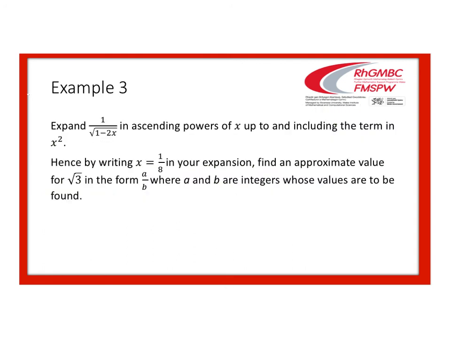Example 3 says expand 1 over the square root of 1 minus 2x in ascending powers of x up to and including the term in x squared. Hence, by writing x equals 1/8 in your expansion, find an approximate value for root 3 in the form a over b, where a and b are integers whose values are to be found. Pause the video, have a go at the question, and when you're ready, press play to see the solution.